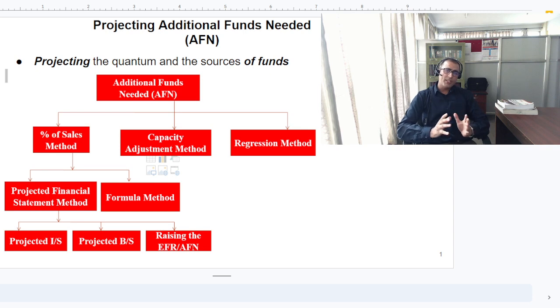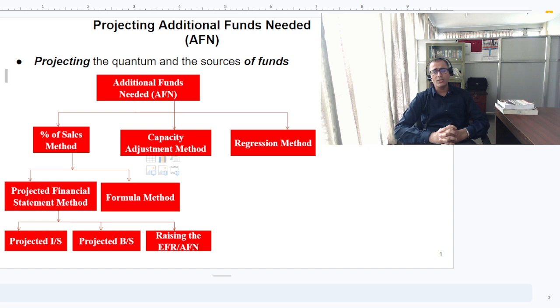Today I will be discussing additional fund needed. How could we estimate or project the additional fund needed for our company? Before moving to this topic, let's discuss why we need additional fund needed.